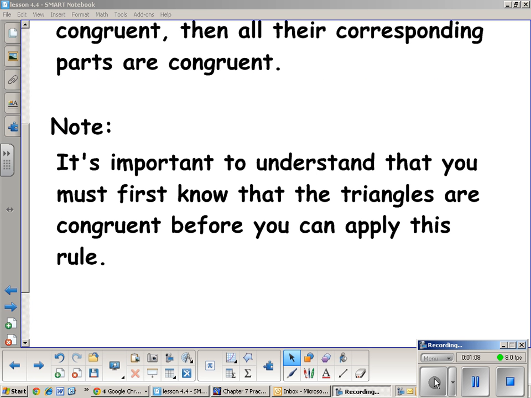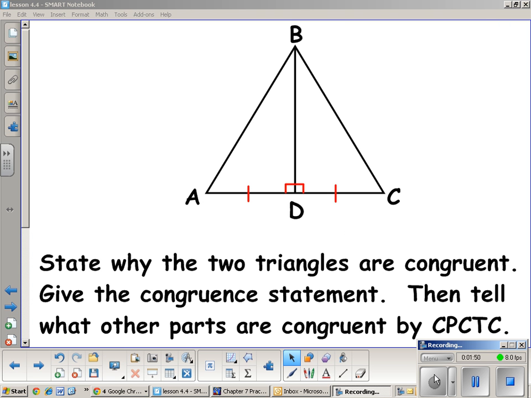This note is really important for you to understand. You must first know that the triangles are congruent before you can apply this rule. This is not a method to prove triangles are congruent. We must first know the triangles are already congruent. And if we don't know that, we have to prove it first, and then we can apply the rule. Copy this down.